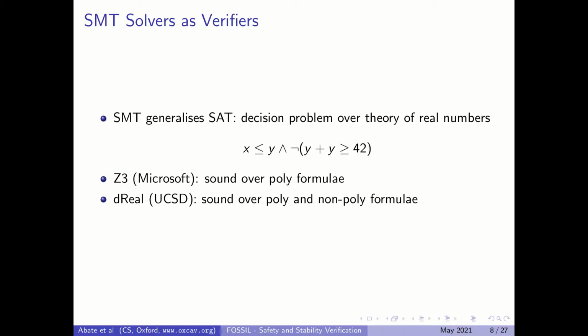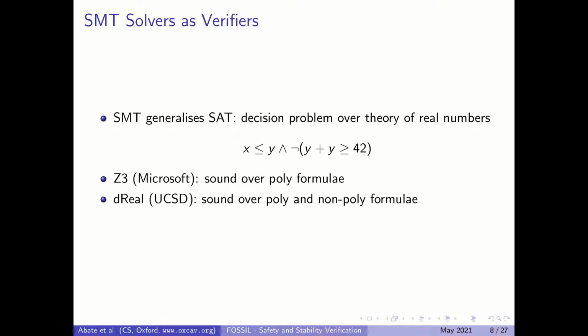The second task is to identify the verifier, the common choice for which is an SMT solver. If you're not familiar with SMT solvers, they generalize the Boolean SAT problem from solving the satisfiability of Boolean formulae to formulae over the real numbers. For instance, with this formula here, if you provided it to an SMT solver, the SMT solver would try to find a value for x and a value for y such that the formula is satisfiable. And if it can't do so, it will determine that the formula is unsatisfiable.